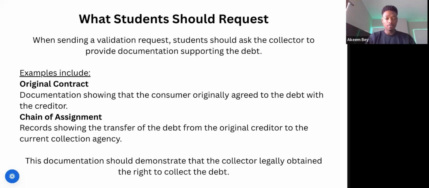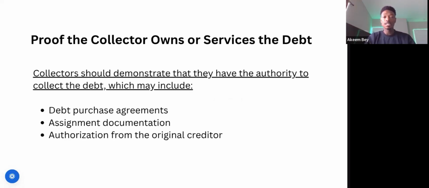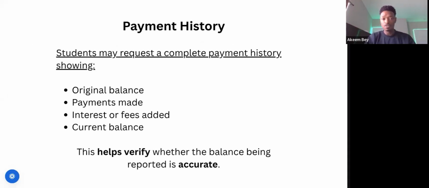These are records showing that the transfer of the debt from the original creditor to the current collection agency was appropriate, or that they had the right to do so. This document should demonstrate that the collector legally obtained the right to actually collect that debt. So, proof the collector owns or services the debt. Collectors should demonstrate that they have the authority to collect the debt, which may include debt purchase agreements, assignment documentation, and/or authorization from the original creditor.